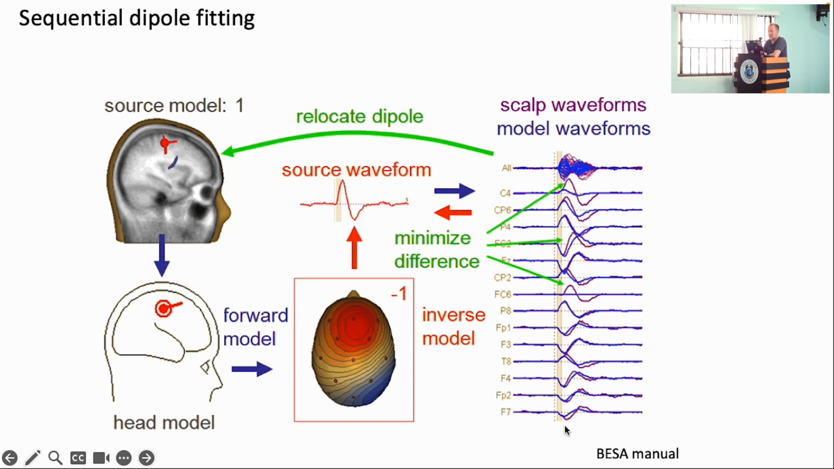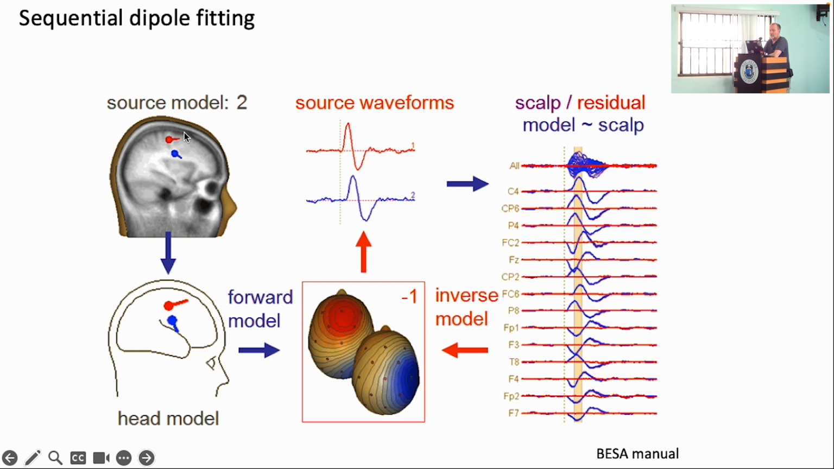And what you can see is that the model explains the data really well in this early window, but a little bit later, the model starts failing. The model is not really able to explain the data that well. And if the model starts failing, well, then we know that we need a second dipole. So what we then do is we keep the first dipole at the location where we fitted it, and we add a second dipole.